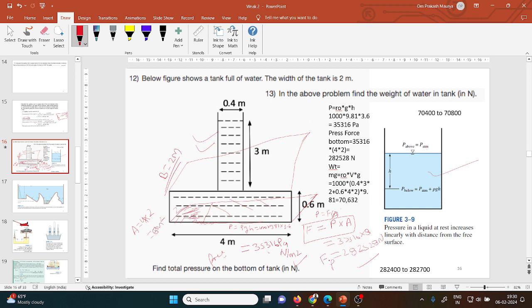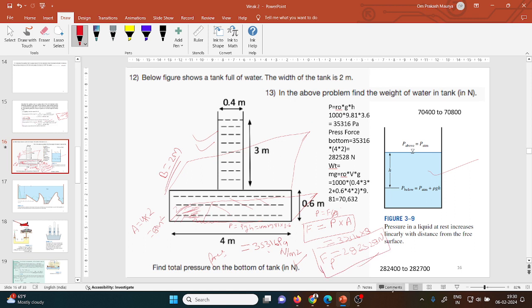Your pressure force is equal to this. Now this is question number 12 is over. Now question 13 is asking about, in the above problem, find out the weight of the water in the tank.